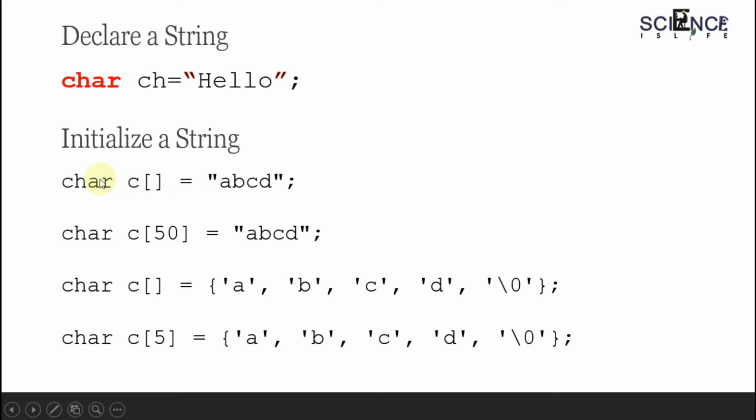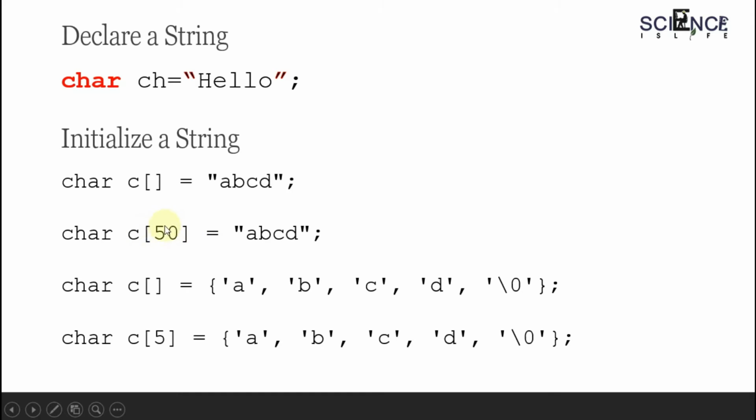Here in the first example, you can see I haven't used the size of the array. I just created an array named C and assigned ABCD as the string. So it automatically creates its array according to the size of this string. Because I haven't mentioned the size of the array, it automatically creates the array size according to the string, right?